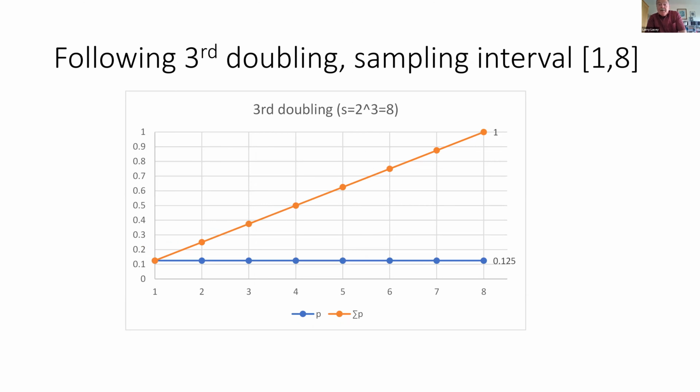Let's do a third doubling of the sample space. We've now gone to a sampling interval of 1 to 8: 1, 2, 3, 4, 5, 6, 7, 8. The probability has now declined to 0.125, 1/8. As I said, this is the third doubling, so the size of the sampling space is 2 to the power of 3, which is 8. So that's the pictorial representation of the words I gave you at the outset.